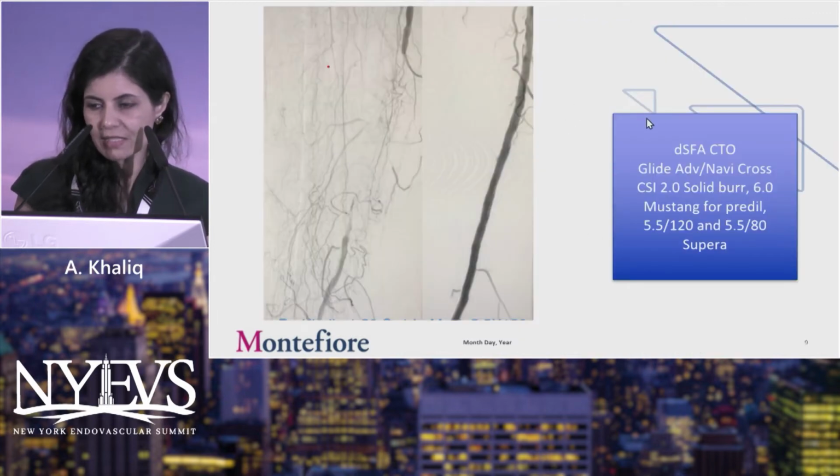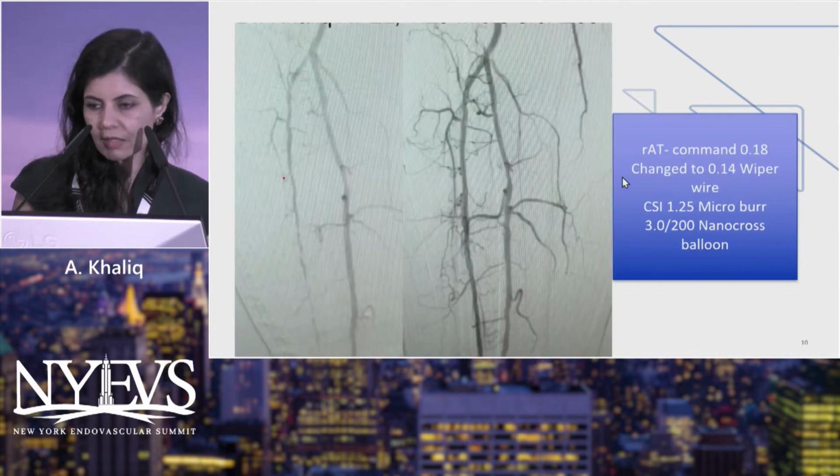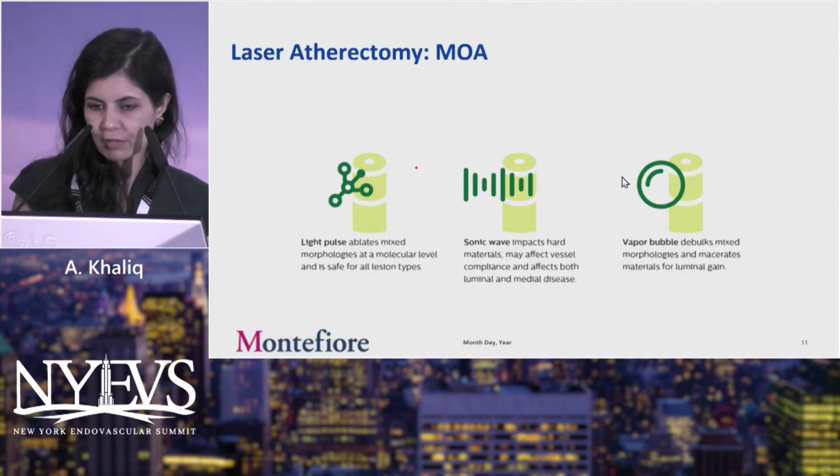So this is one of my cases where essentially an SFA CTO was crossed with Intergrate, and eventually I did a 2.0 solid burr and then lined it with Supera. This is another example below the knee.